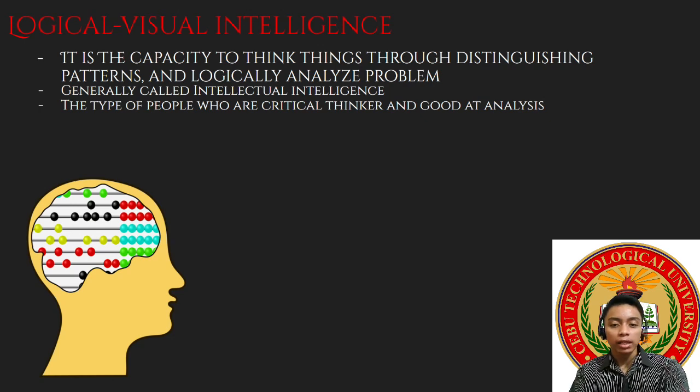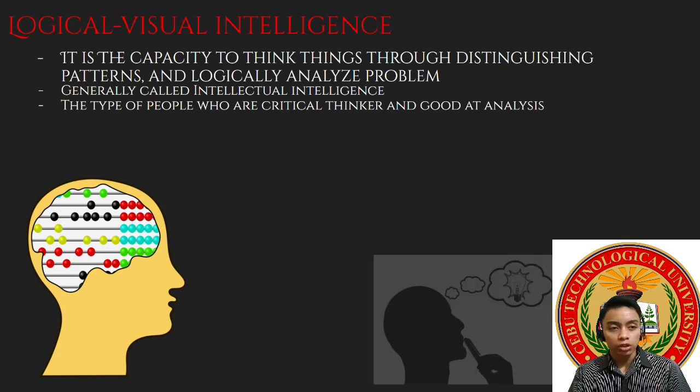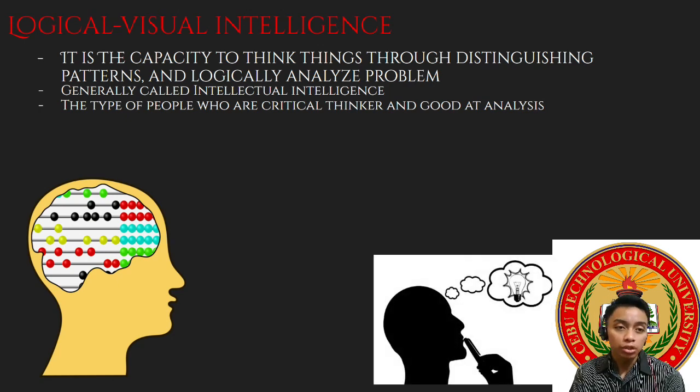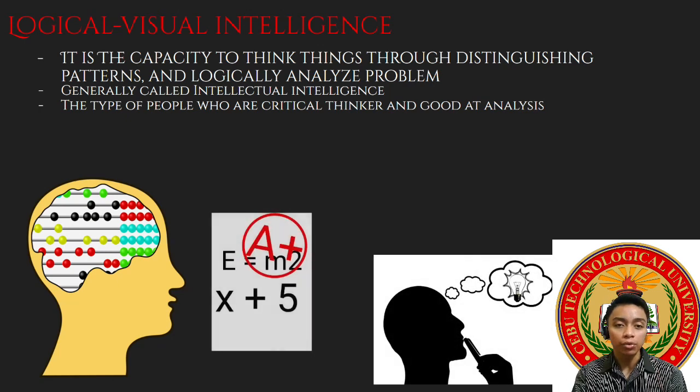The next one is verbal linguistic intelligence. What is verbal linguistic intelligence? It is the capacity to use language, to express oneself in one's native tongue and other languages, and to understand people. This type of intelligence is for those who are good at public speaking, oral recitation, and reporting, such as this guy right there.